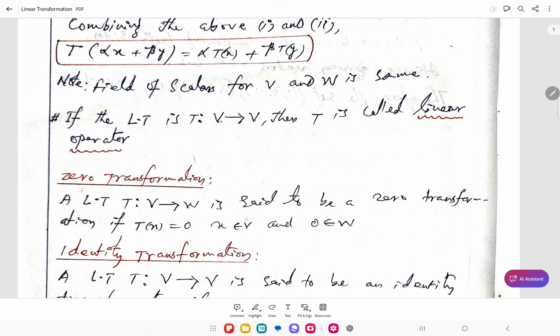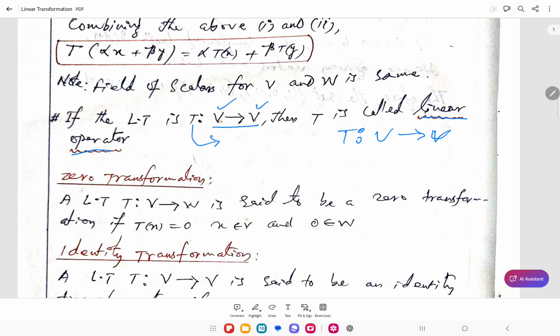What is linear operator? Linear operator is a kind of linear transformation from vector space V to V itself. Okay, so a linear operator is a particular case of linear transformation. In it, T goes from V to V itself. So both vector spaces are the same, the transformation is happening in the same vector space. Then we say that this transformation is called a linear operator.